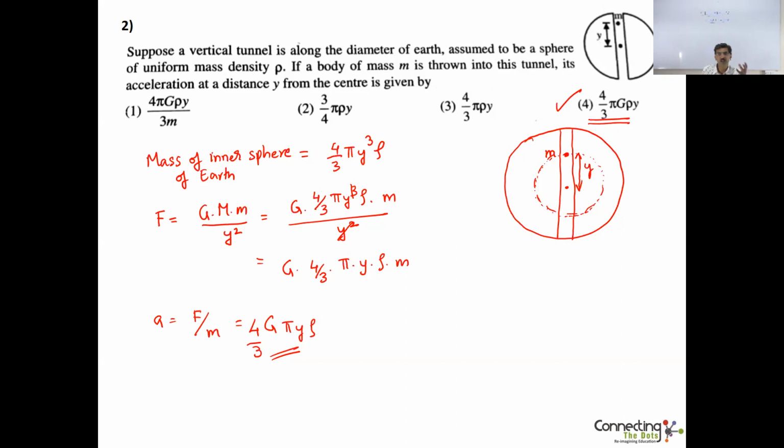So what did we do? We calculated the mass of the part of Earth which is having a radius of y. We used the universal law of gravitation to calculate the force on the body, and then divided it by the mass of the object to get the acceleration. So that is the answer. Let's go to the next question.